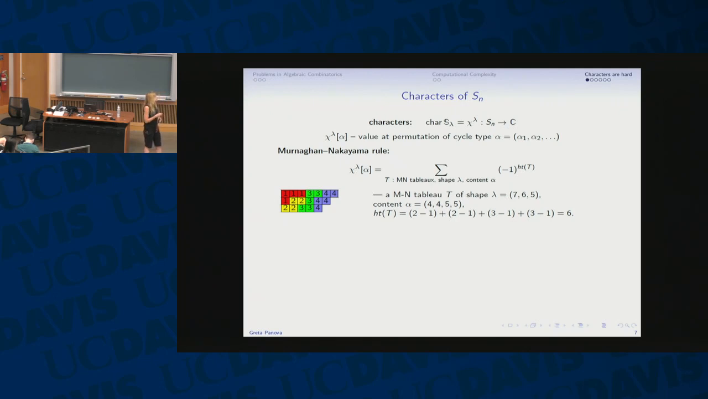What's the problem with this formula? You have an alternating sum. Can you tell me from this formula if the character is going to be 0 or non-zero? Well, it's going to be hard because it's not like the Littlewood-Richardson rule, where I show you one tableau and you're done. You have to compute all of them and cancel the minuses with the pluses and see what's left in the end.